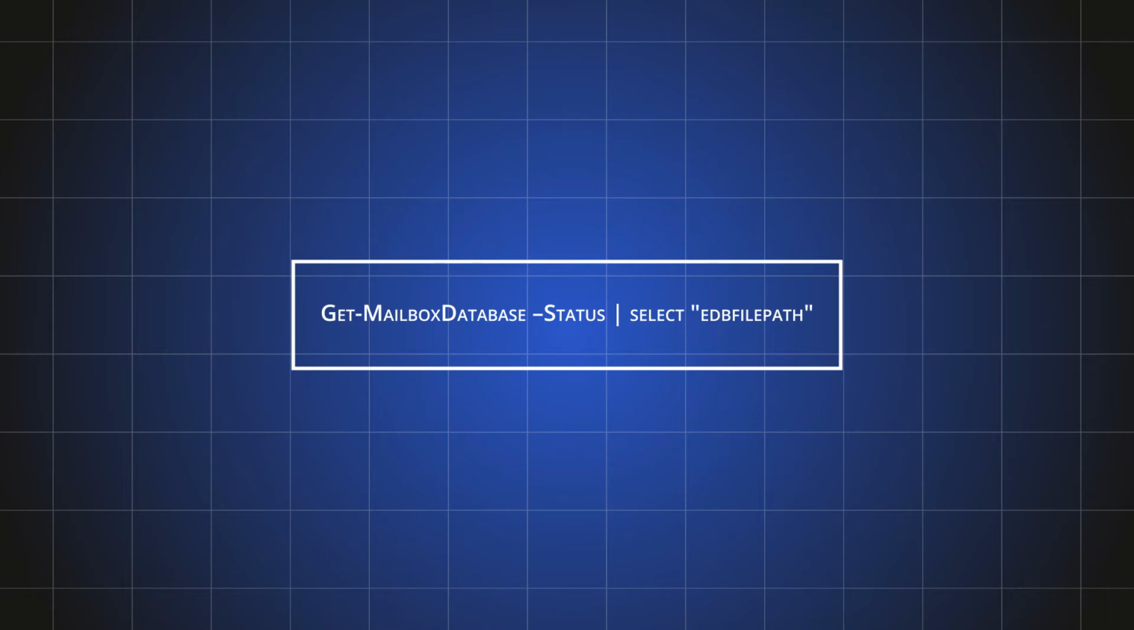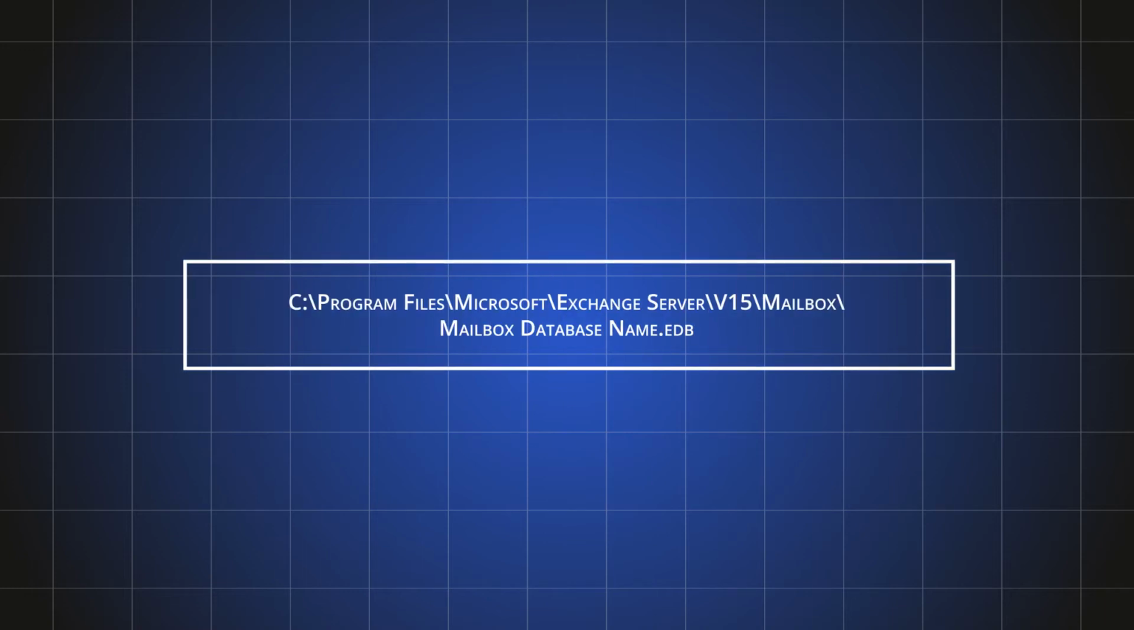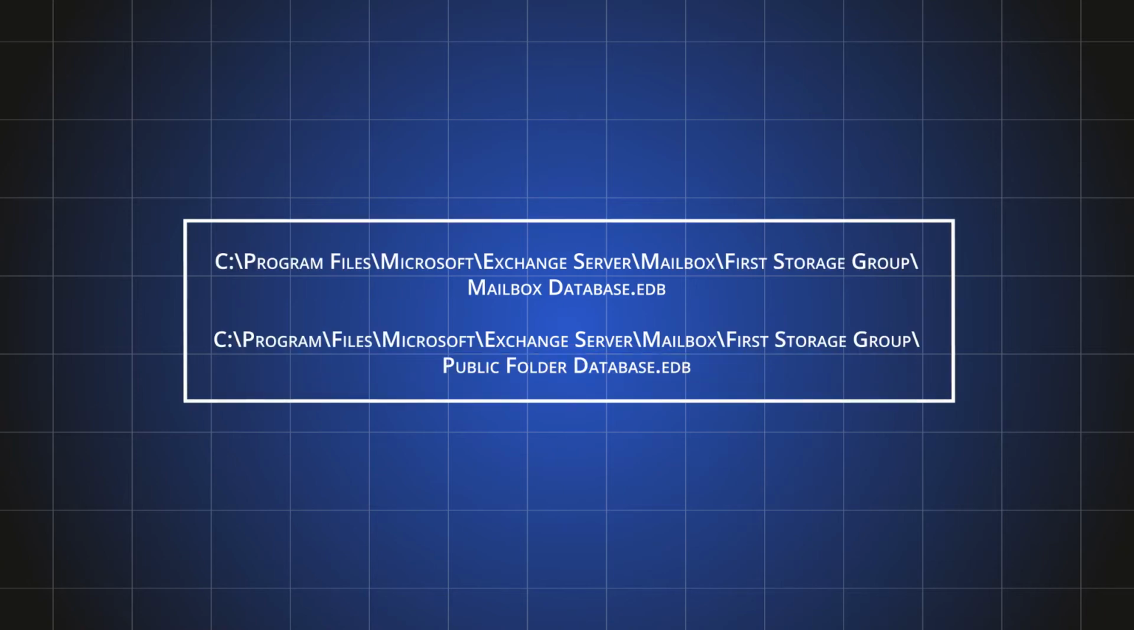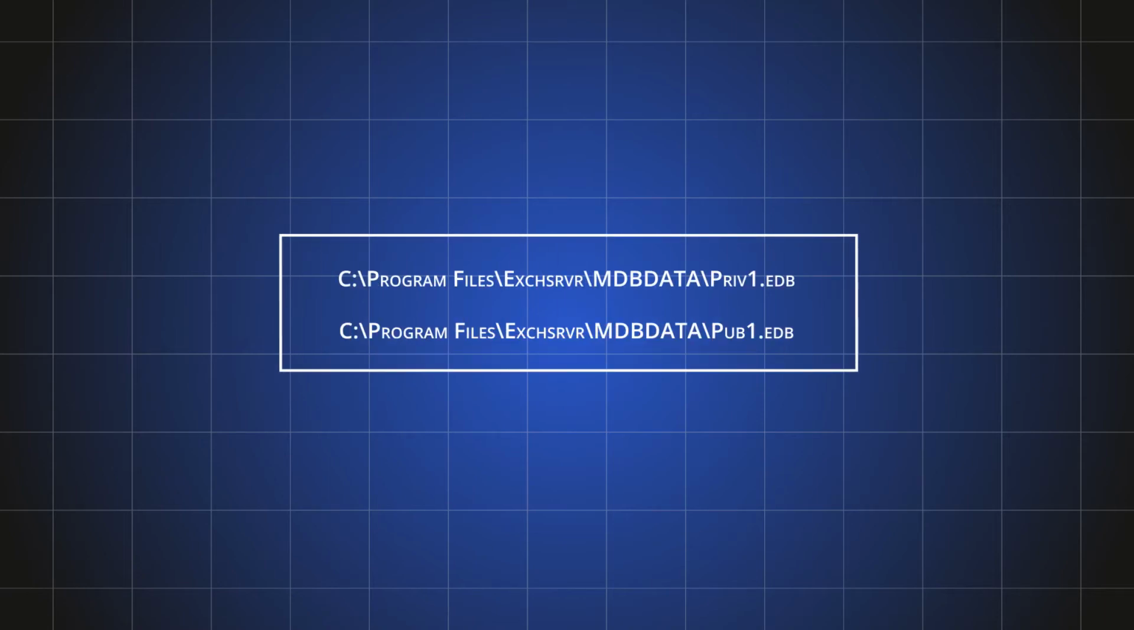The default EDB file locations for different Exchange server versions are different. For Exchange Server 2013 and newer versions, the EDB location is. For Exchange Server 2010, the EDB location is. For Exchange Server 2007, the EDB location is. For Exchange Server 2003 and Exchange Server 2000, the EDB location is.